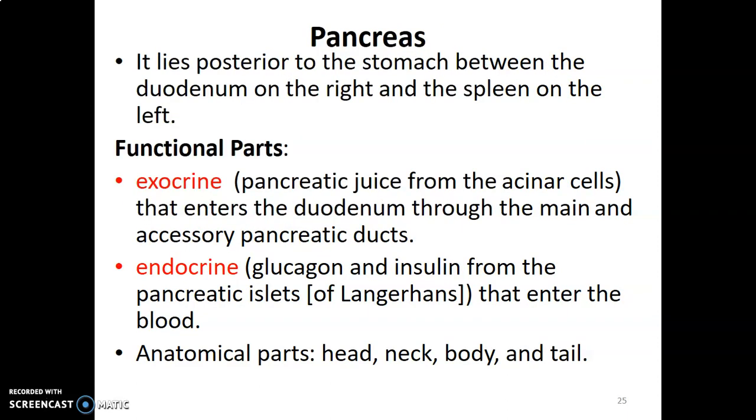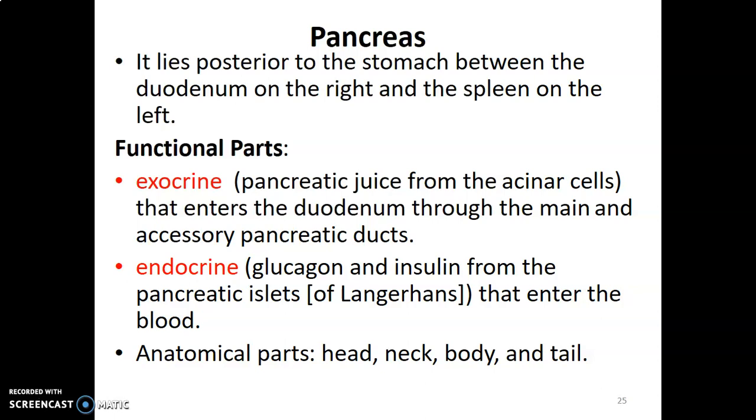The next endocrine gland is the pancreas. The gross anatomy and the details of the pancreas is described in the lecture video on the abdomen. So here we'll only focus on the endocrine part of the pancreas. So pancreas lies posterior to the stomach between the duodenum on the right and its tail is at the hilum of the spleen on the left.